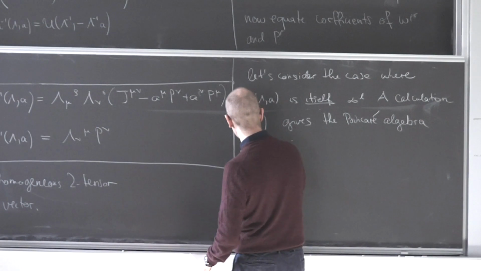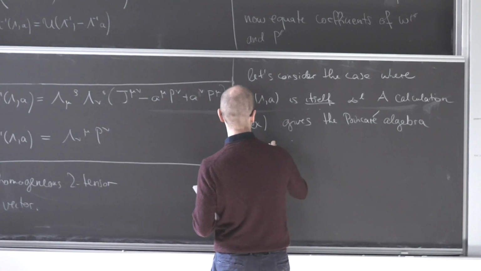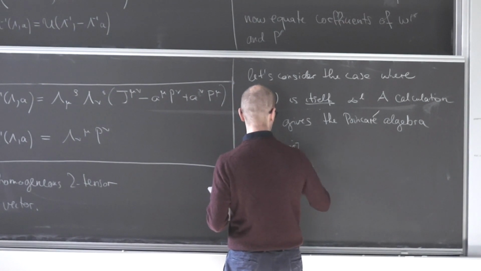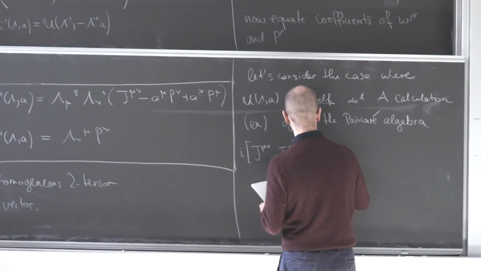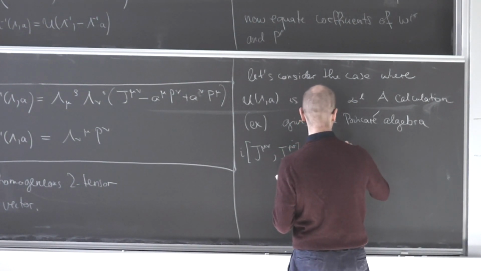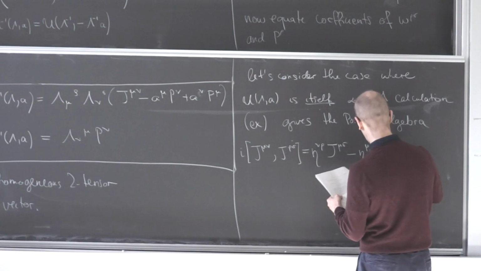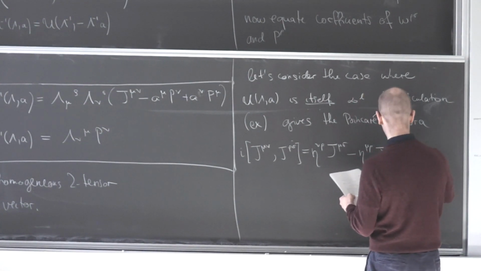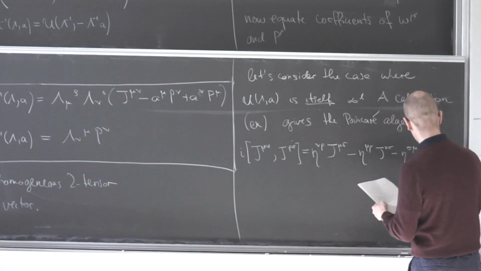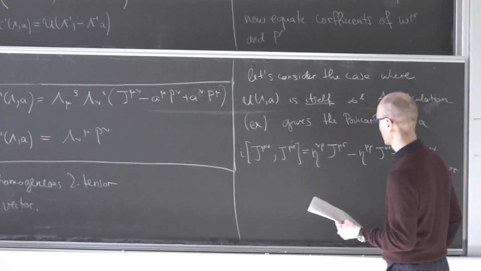Namely, let me just write it, so we have it in the notes. So you have the commutator of J mu nu with J rho sigma, which gives you eta nu rho J mu sigma, and then a whole bunch of permutations, notably mu rho, mu sigma, sigma mu, rho nu, and positive last one, sigma nu J rho mu.